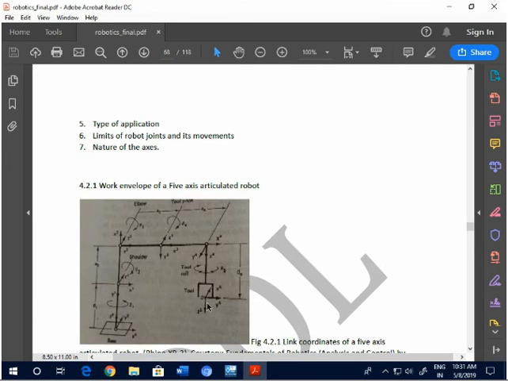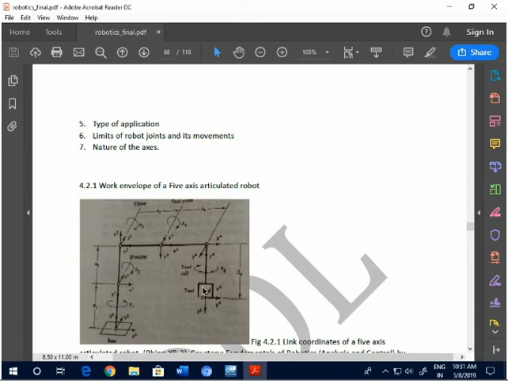Now there are 5 joints. If you see here, you have 1 joint here. You have another joint here. You have the 3rd joint here, the 4th joint here, and the 5th joint here. And to the 5th joint, what is attached? Here, a tool is attached, which can be a gripper.